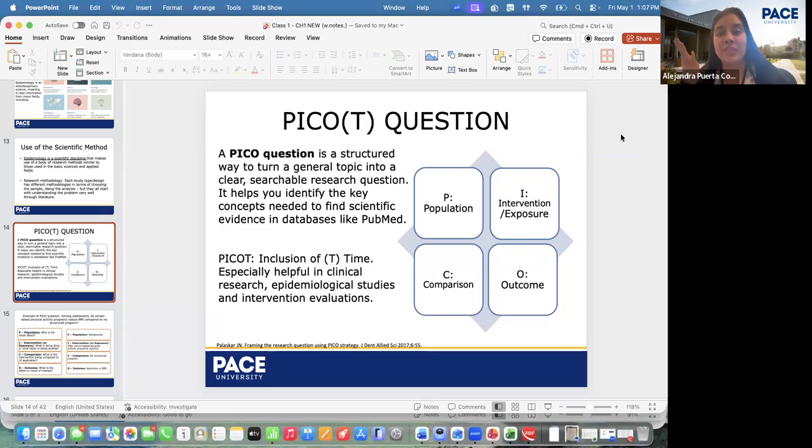So just like we did in the EBP poster presentations, the population, of course, we always want to be very clear on the population that we are looking at, right? But something that we didn't talk about that we should have is population is not just the people that we're looking at, it's the context, like in what context we're looking at the people.